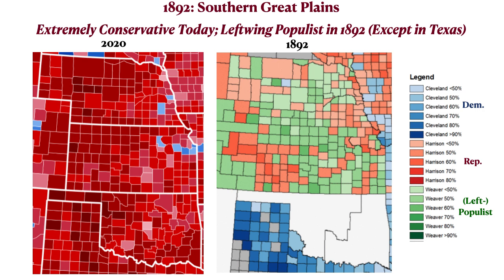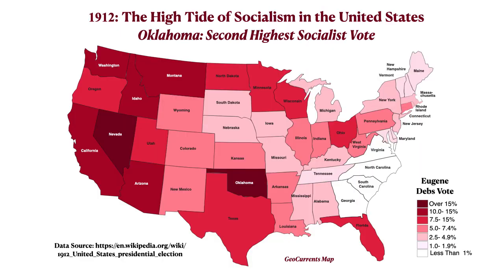So you could just see massive support, not in Texas, not in the South. Oklahoma was not yet a state, but in Kansas and Nebraska, a lot of support for left populists. In 1912, another very interesting election because you had multiple candidates. The Republicans split between the Taft Republicans and the Bull Moose or Progressive Republicans of Teddy Roosevelt. And this was also the high tide of the socialist vote in the United States.